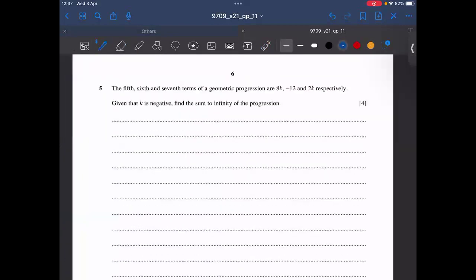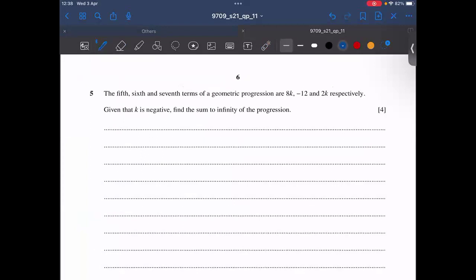Iman, what are you supposed to do? The fifth, sixth, and seventh terms of a geometric progression. Can you just tell me how I'm going to express r?